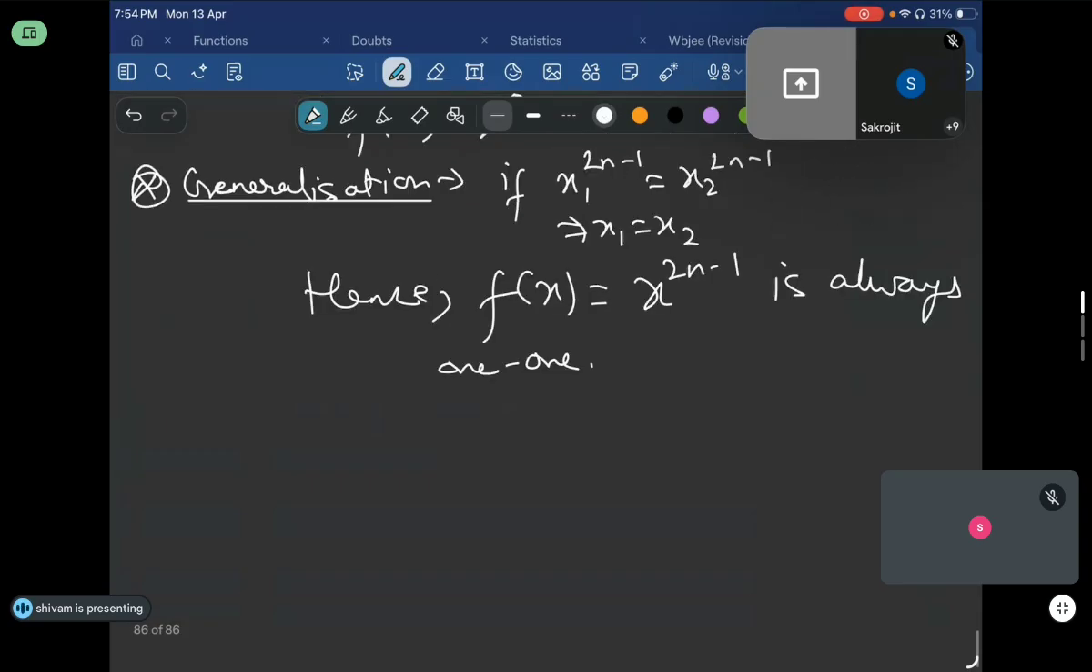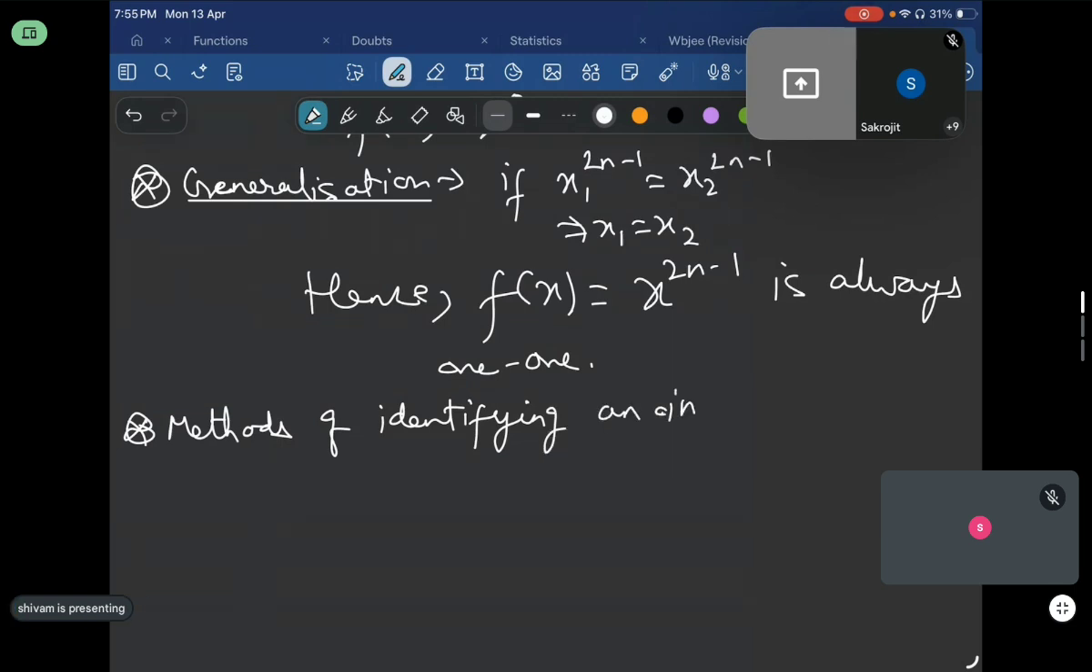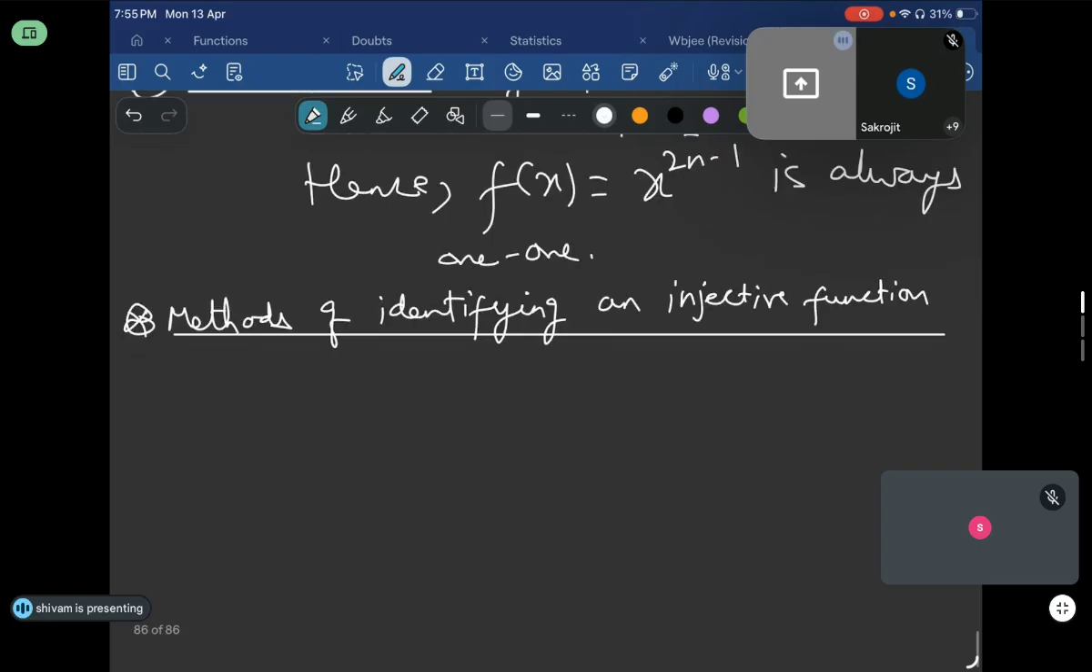Methods of identifying an injective function. Pay attention. Method 1, using graphs. If you know how to draw the graph, just draw the graph. Okay, you'll be able to understand.